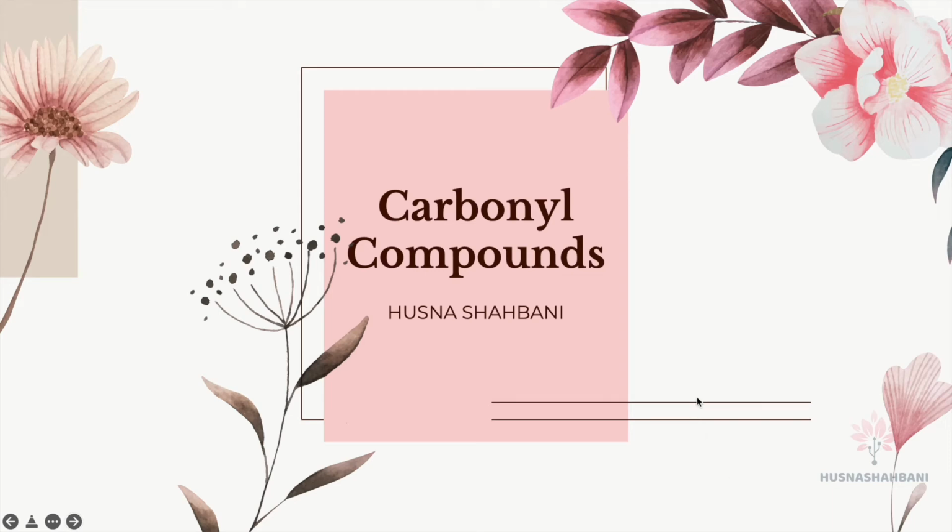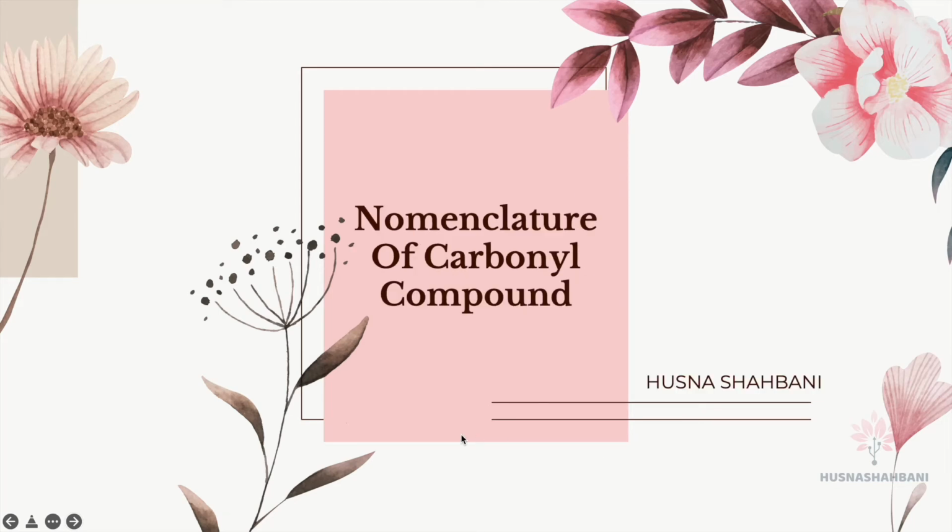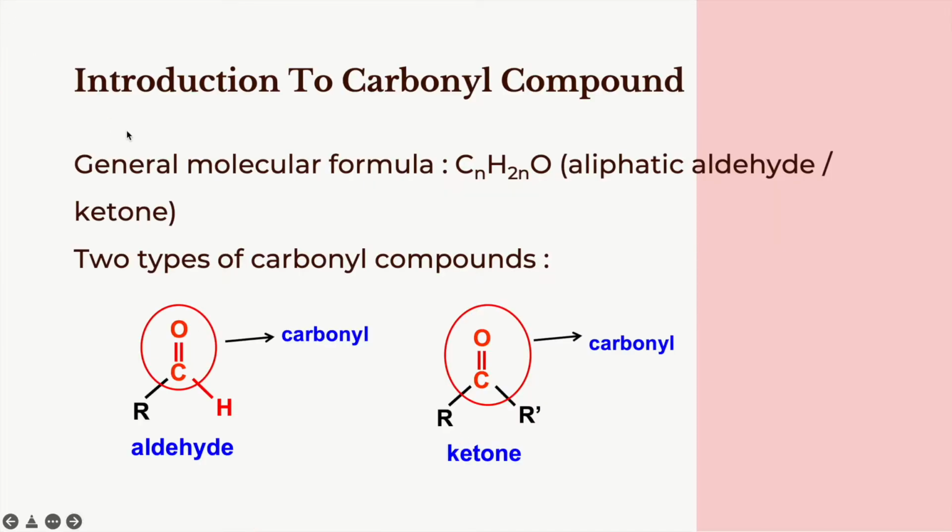Carbonyl compounds. First, we are going to look at the nomenclature of carbonyl compounds. The general formula for carbonyl is CnH2nO. This is the general formula for aliphatic aldehyde or ketone. Both have the carbonyl group. Two types of carbonyl compounds are aldehyde and ketone.